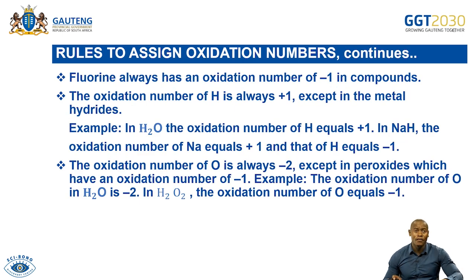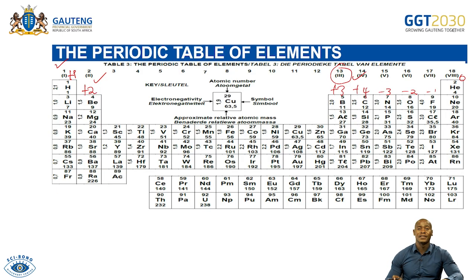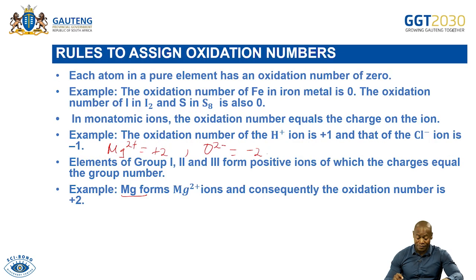Then fluorine always has an oxidation number of -1 in compounds. So let's not forget that, right? So when you look at fluorine, it is in group 17. So remember, elements in group 17, their charge is -1, right? So what we need to know for fluorine, when it is in a molecule or in a compound, its oxidation number is always going to be -1. So it's what they're trying to say there.